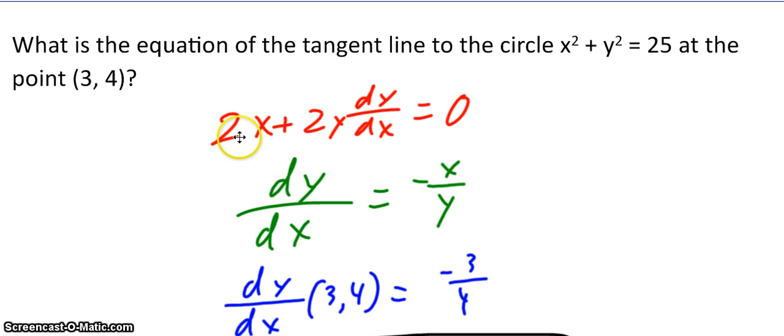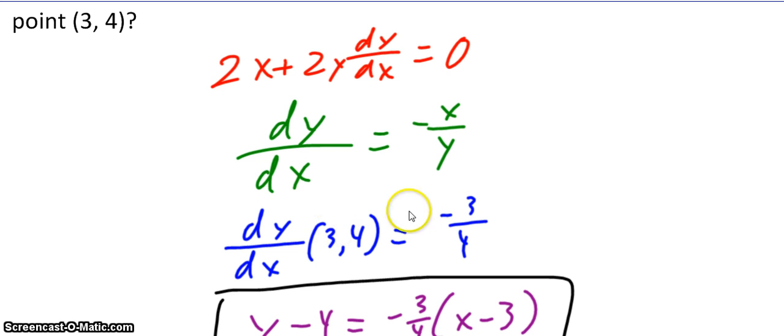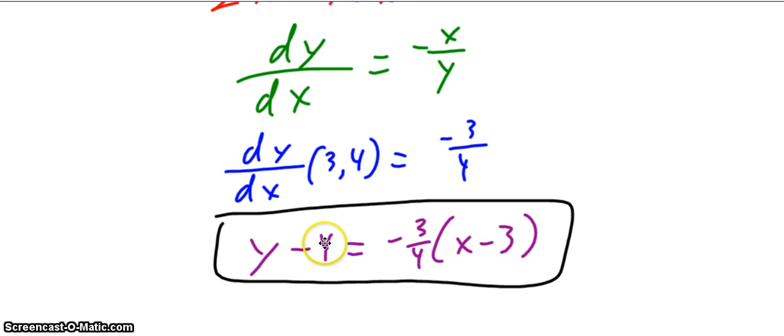I did implicit differentiation, so the derivative of x squared is 2x, the derivative of y squared is 2y dy/dx, and the derivative of 25 is 0. Solve for dy/dx, I get negative x over y. Plug in the point (3, 4), so I get negative 3/4, and then I know the point (3, 4), so y minus 4 equals negative 3/4 times the quantity x minus 3. Hopefully that's pretty straightforward.